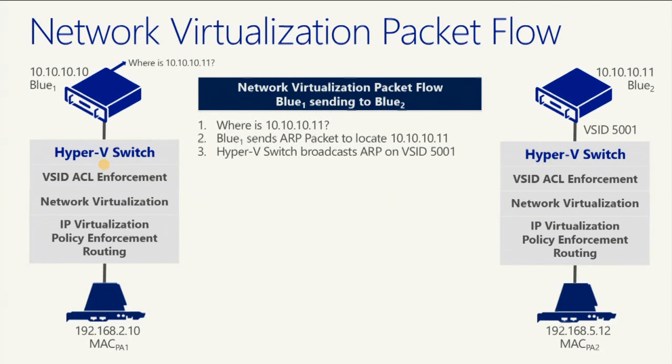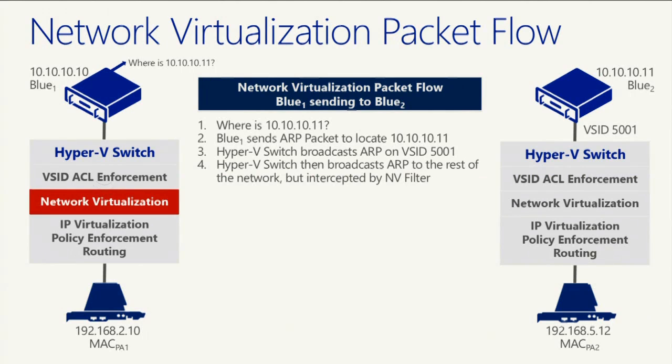So firstly, the Hyper-V switch broadcasts that ARP on the local virtual subnet. So it sees if any VMs on that host are within the blue subnet, the blue network, and if they are, is it 10.10.10.11? In this case, it's not. So it comes back no result. So the Hyper-V switch then broadcasts the ARP to the rest of the network, or at least it thinks it does. Because at that point, network virtualization grabs it and says, okay, here we go.